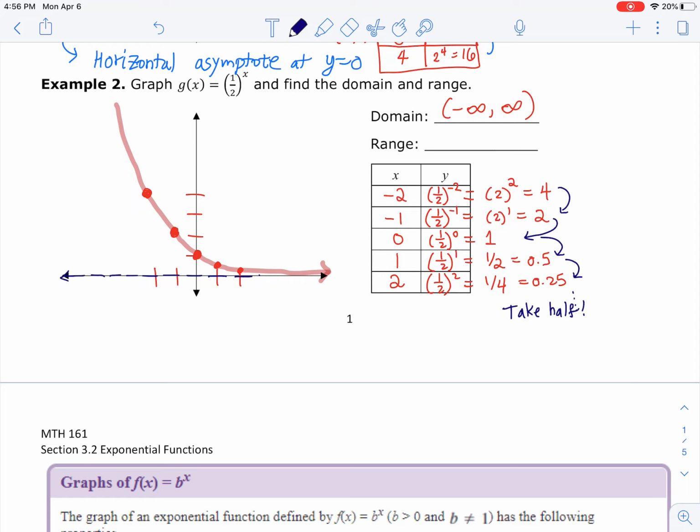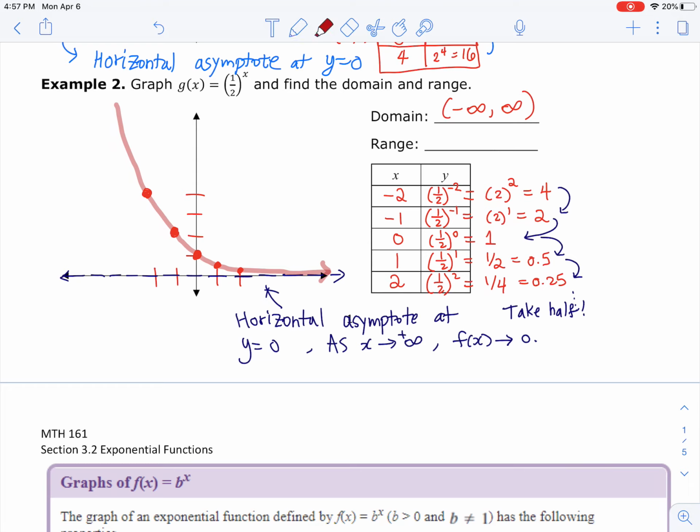If you keep on taking 1/2 of any number, you will never really reach 0. You just get really, really close to 0, but you are never allowed to cross that 0 line, or go down to a negative. You still have something. So we still have a horizontal asymptote at y equals 0, because as x approaches positive infinity, our f of x is approaching 0, right?